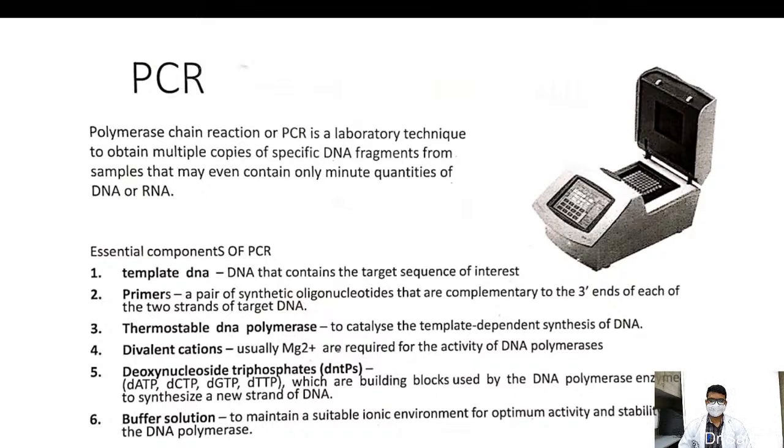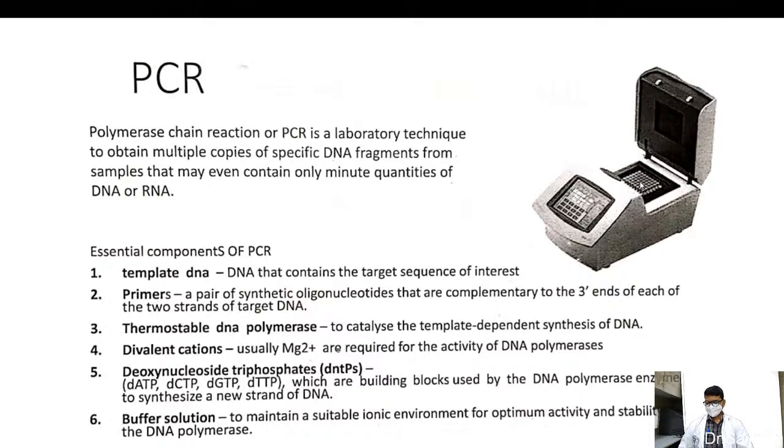Then the other things are the divalent cations, that is magnesium ions, that are required for the activity of these polymerase. Then deoxyribonucleotide triphosphates, so dNTP. So these are the main building blocks for DNA polymerase activity, with which the new strand is formed. Then finally, the buffer solution is needed to maintain the osmotic balance, ionic environment, and stability of this polymerase. Here, this is the instrument, that is PCR. It's called as thermocycler. Here we will be putting the tubes.